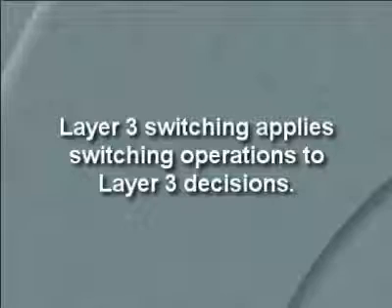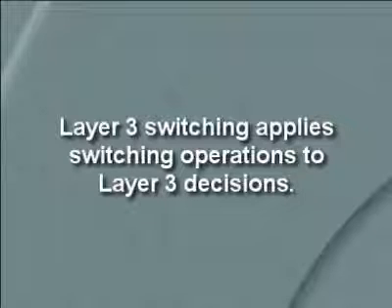Layer 3 switching can improve the speed and performance of your network by combining the functions of Layer 3 and Layer 4 with the speed and efficiency of Layer 2 frame switching. To better understand Layer 3 switching, we'll first look at inter-VLAN routing operation, then we'll look at traditional multi-layer switching, and then finally Layer 3 switching particularly.